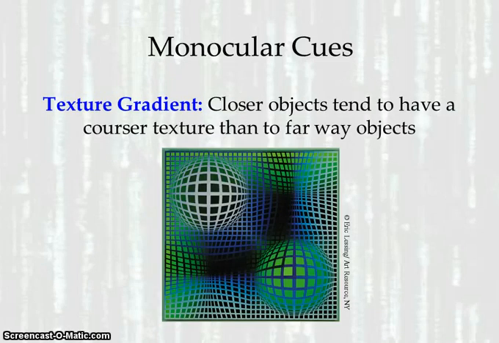Fourth binocular cue is the texture gradient. This says that closer objects tend to have a coarser texture than far away objects. So texture changes from coarse up close to fine and indistinct with distance.